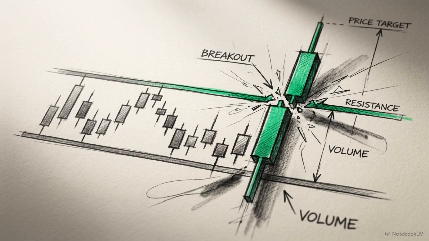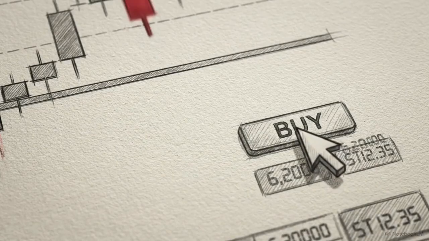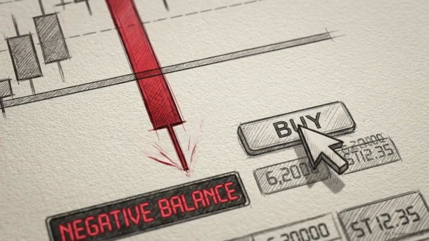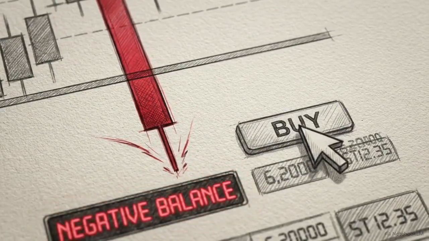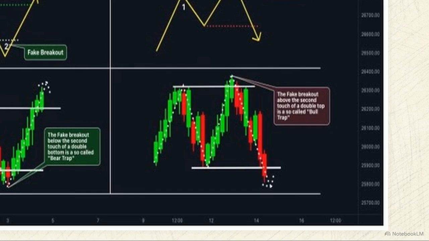The breakout trigger is the exact moment the price physically forces its way out of that established range. Focus on the dashed circle labeled breakout, where the green candle pushes decisively above the black resistance line. You must wait for the candle to fully close outside that boundary. Entering while it forms often leads to unnecessary risk. Acting before that candle closes often results in what traders call a bull trap or fakeout, pulling you into a failing position.